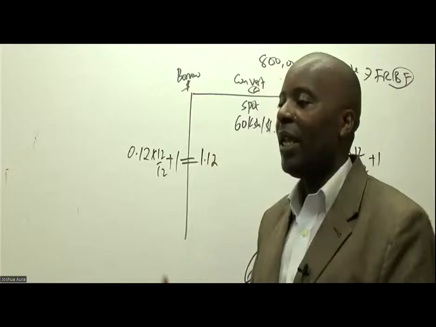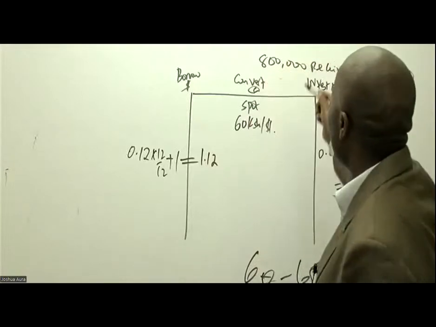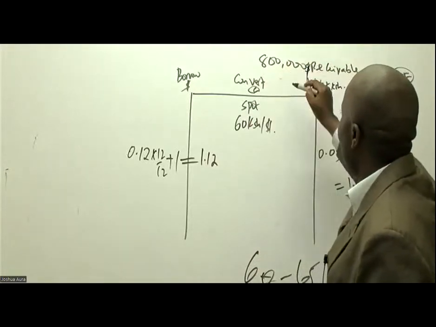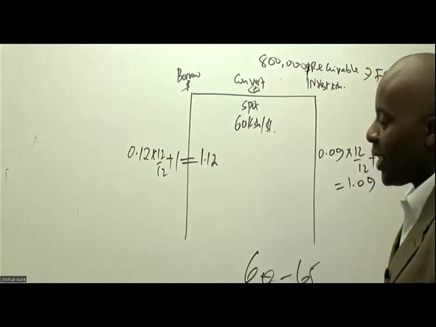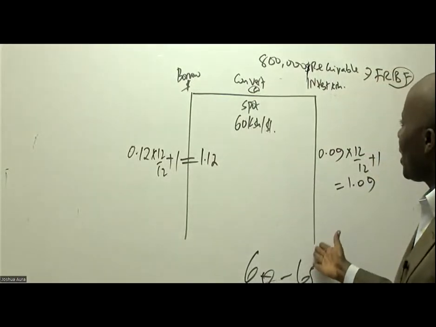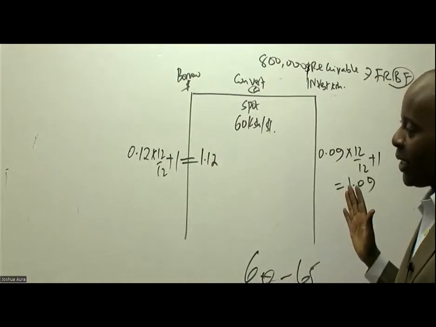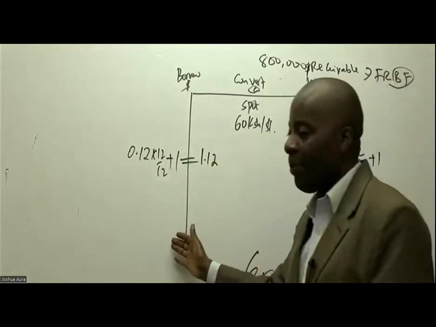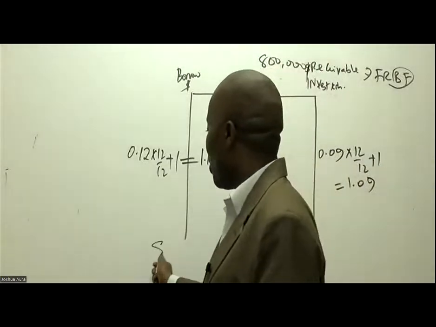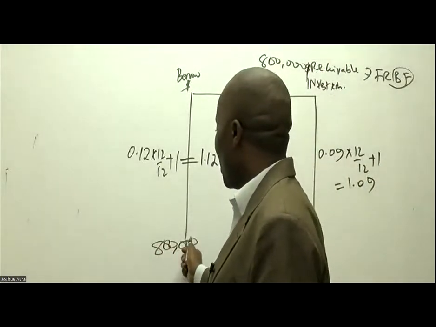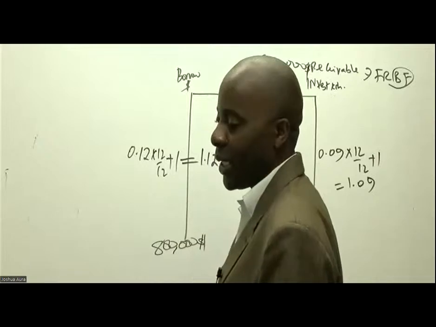Now we look at the money in the question. The money in the question is $800,000. You put dollars here for the dollar, $800,000 here, $800,000 there. So you start the journey upwards.